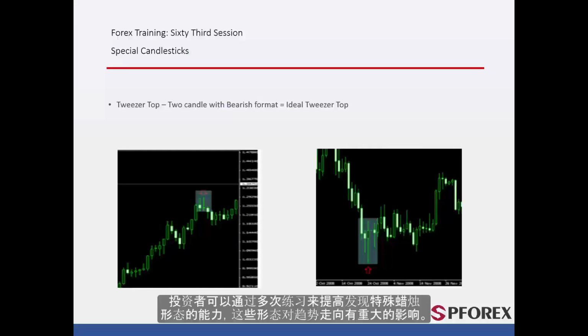Traders must practice multiple times to develop the ability to detect special candles, which have a considerable effect on trend movement.